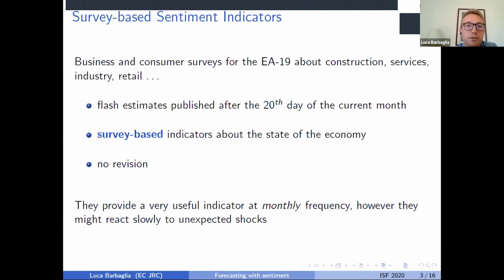The second data set that we consider, as I said, are survey-based sentiment indicators published by the European Commission. These are business and consumer surveys made for the Euro area 19 about construction, services, industry. Indicators are published at the end of each month, around the 20th day. As I said, they are survey-based, so they come from a quite long and lengthy process of surveying businesses and consumers. So the idea is that it might be a very good predictor for monthly frequencies. However, they might not react so fast to unexpected shocks.